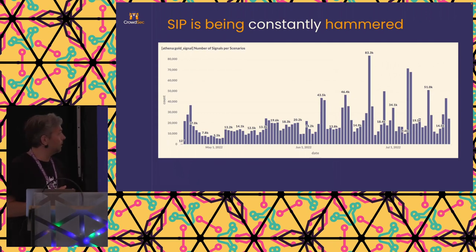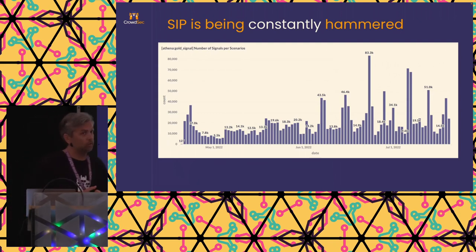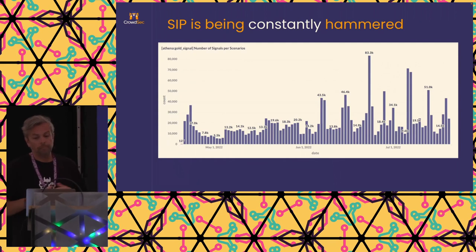Because on one day, we got 83,000 signals just on SIP, just on that single scenario. And given that it's only installed on honeypots, and honeypots are special in the sense that they don't block attacks, an attacker can, in theory, keep on hammering. And also, the way the scenario is made is pretty dumb, so it reacts on any request to the SIP protocol, but given that it's a honeypot, nobody would want to talk to it anyway. That's what honeypots are for, right?